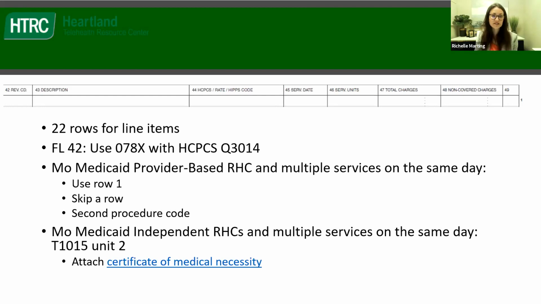Now, I'm going to start kind of on the left here and work my way across. For item 42, that's a 3-digit revenue code, and revenue codes are like categories. So we have revenue codes for pharmaceuticals, revenue codes for supplies, revenue codes for medical services. And then we break that down further within that general category into HCPCS codes or CPT codes, the 5-digit codes that explain exactly what was provided.